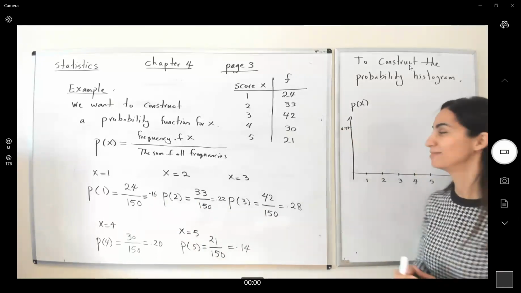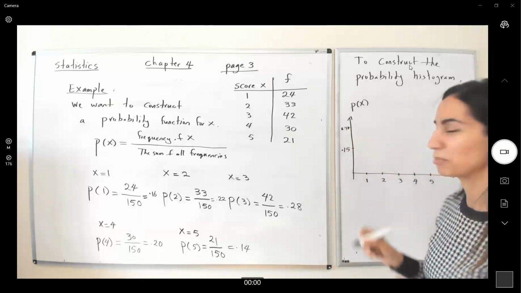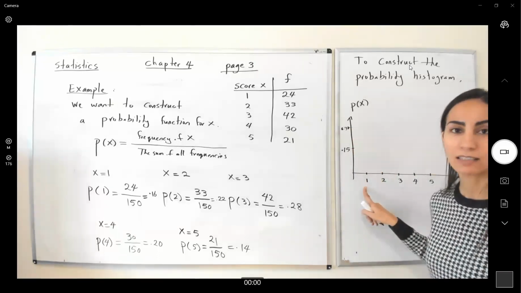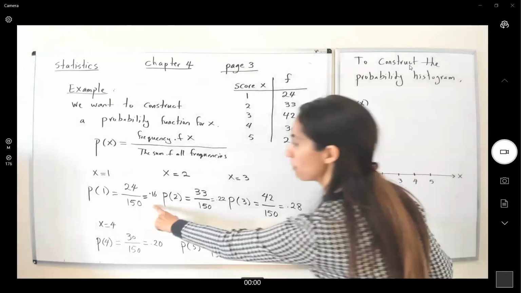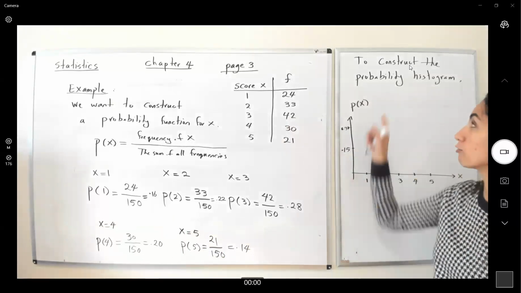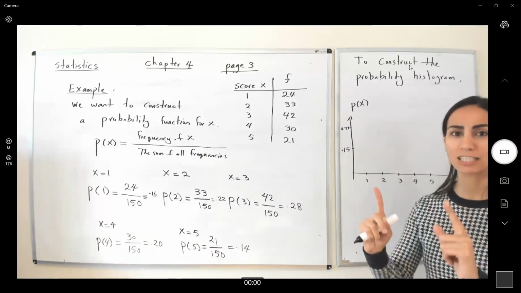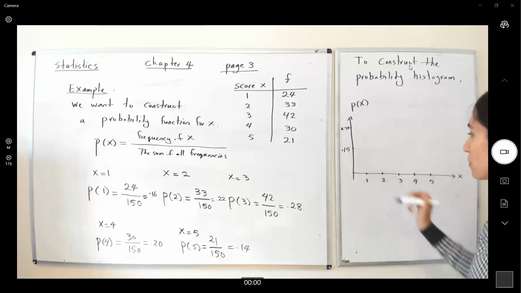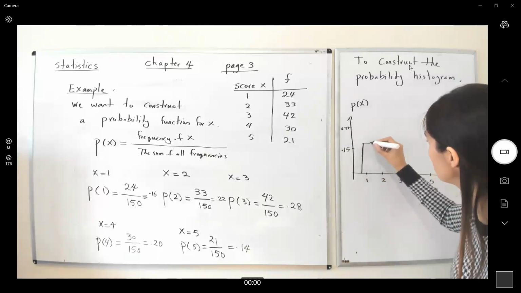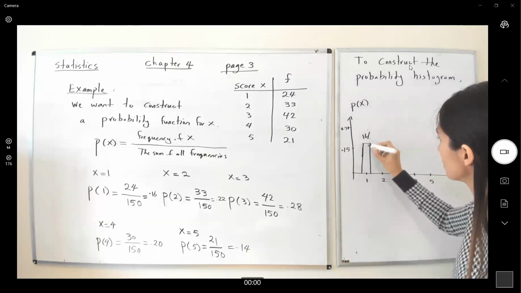Just a scale. Makes it easier for us to graph this probability distribution histogram. When x is 1, its probability is 16%. Remember that we are forming a histogram. All bars must be attached to each other. So 16%. This is my first bar, and I stop at 16%.